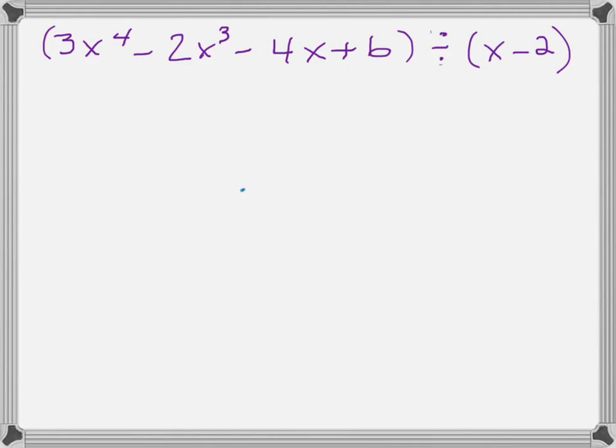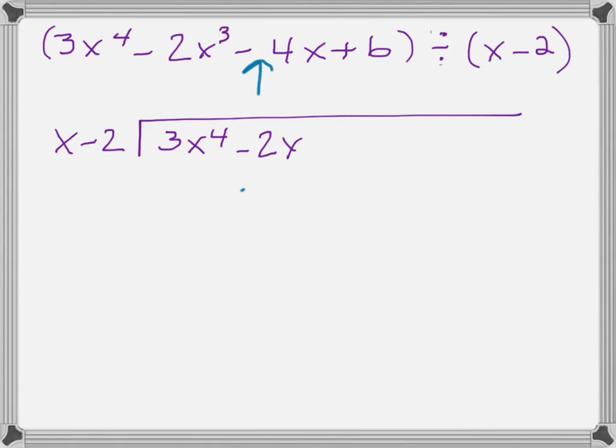Now here's another example. And we're going to go ahead and start with our long division. So we're going to take x minus 2, and we're going to divide it into the polynomial 3x to the 4th minus 2x to the 3rd. But at this point, we notice that we're missing an x squared. So we have to put a placeholder in of 0 for the x squared value. And then we get minus 4x plus 6.